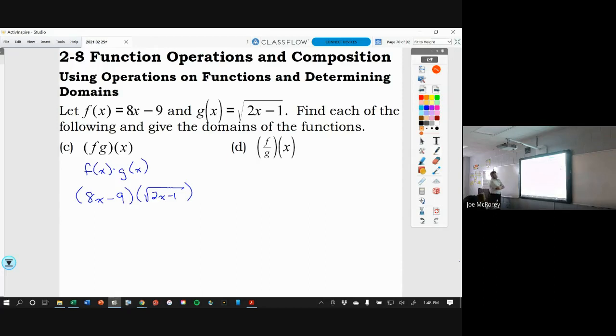So that's acceptable. And part D, f divided by g of x is the same thing as saying f of x divided by g of x, which is 8x minus 9 divided by the square root of 2x minus 1, and leave it alone. Even though I don't like the square root on the bottom, I would want to do something else with it, but they're saying no, so okay, fine.